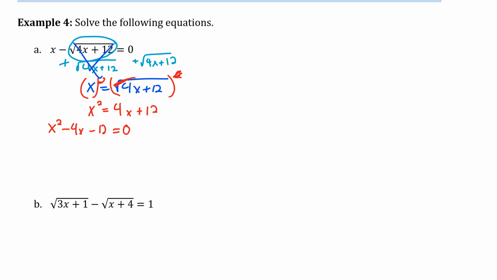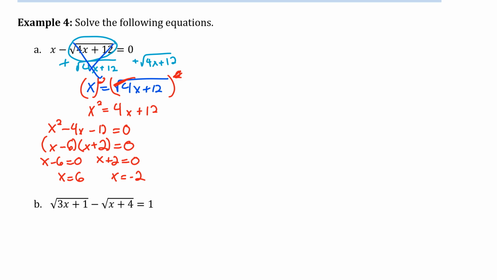Two numbers that multiply to give me negative 12, that add to give me negative 4. That's going to be negative 6 and positive 2, because negative 6 times positive 2 gives me negative 12. Negative 6 plus 2 gives me negative 4. So now we're going to set each one of these factors equal to 0 and solve. So x is equal to 6 and x is equal to negative 2. So we have our two possible solutions.